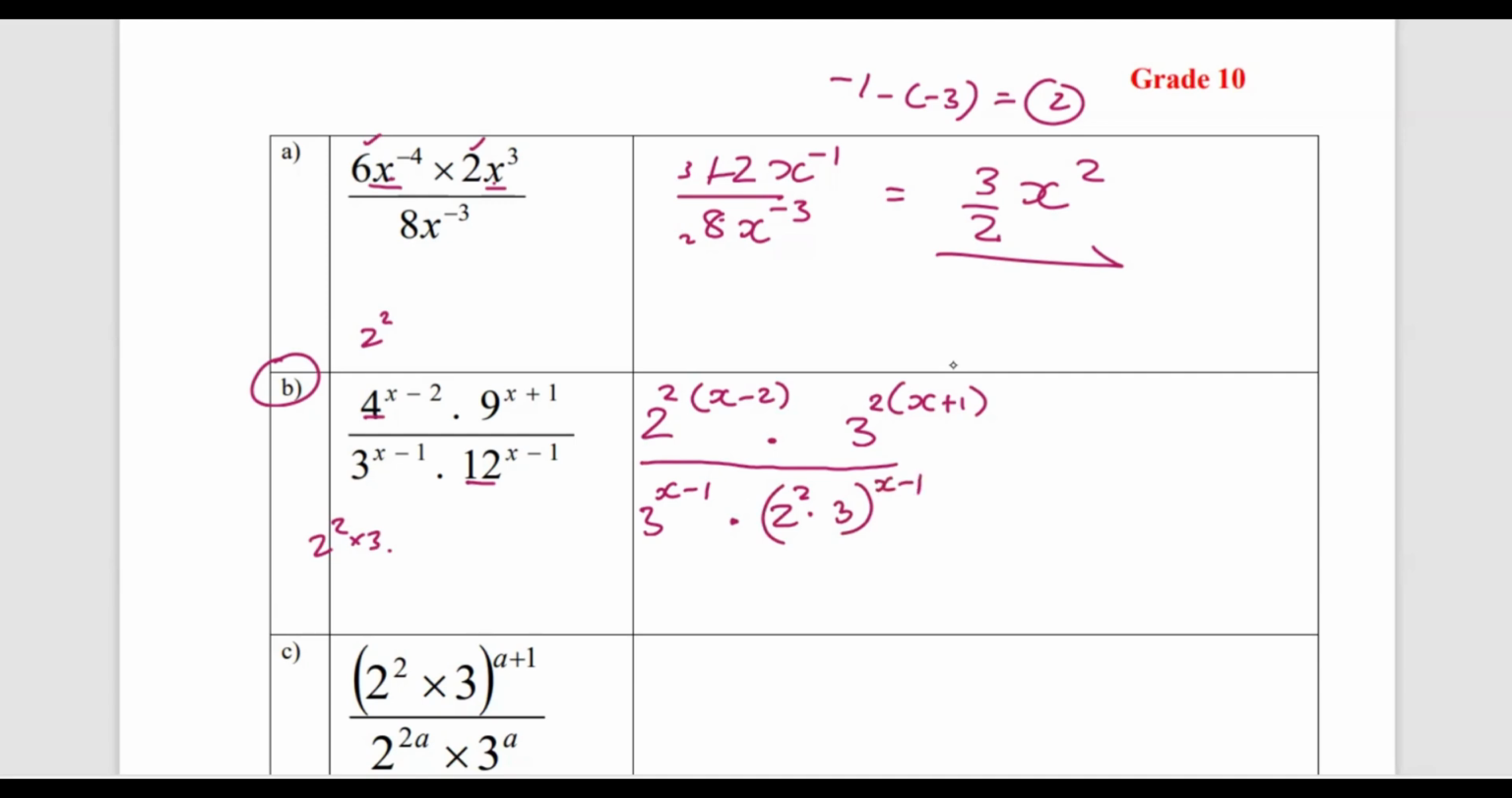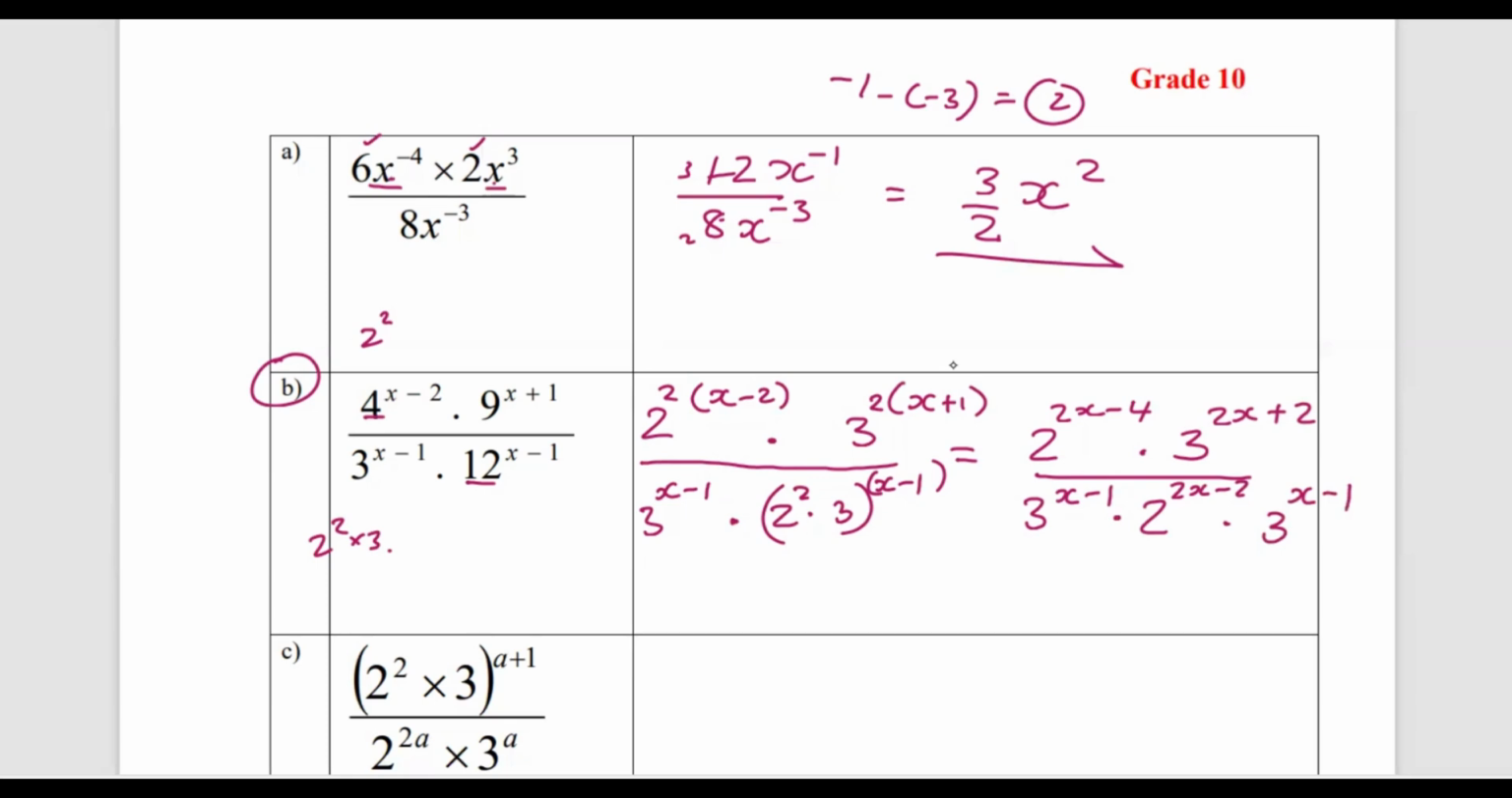All right. Then I need to open up the brackets nicely. So that's going to be 2 to the exponent of 2x minus 4 multiplied by 3 to the exponent of 2x plus 2. Then this is divided by 3 to the x minus 1 multiplied by, now this 2 will affect this whole thing. So that's going to be 2 to the 2x minus 2 multiplied by 3 to the x minus 1. Okay, so we're done with the splitting of everything.